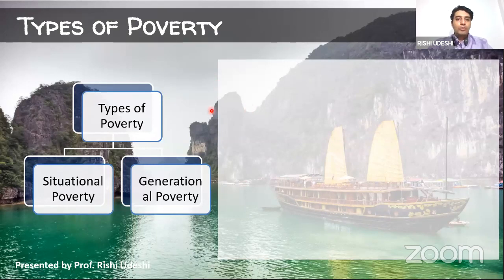Now what is situational poverty and what is generational poverty? The difference between the two is that at times when we see a family is poor, the family may be in poverty because of some situation. For example, right now there is a very big natural calamity happening in one part of the country. Can anyone tell me which calamity in which part of the country?